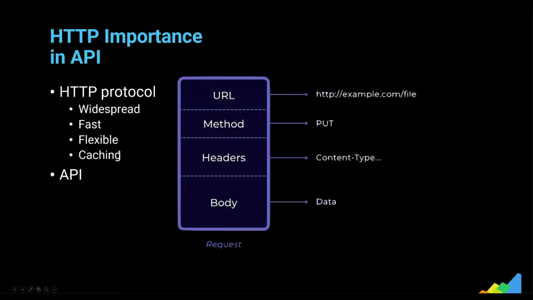Its flexibility means that APIs built on it can accomplish a wide variety of objectives, and responses can be cached, meaning that repeated commands are processed faster. And a valid HTTP request has four components: a URL, uniform resource locator, a method, a list of headers, and the body.